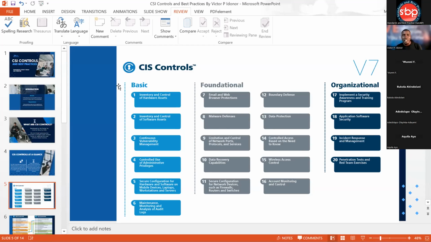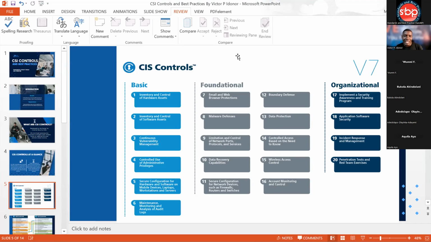So the basic covers inventory of your controls, that is the hardware assets, the software assets, and vulnerability management, ensuring that every organization has a vulnerability management process in place. There's a need for it. In case there's a vulnerability, what should an organization do to ensure that that vulnerability is properly maintained and managed such as to mitigate the effect on the organization.